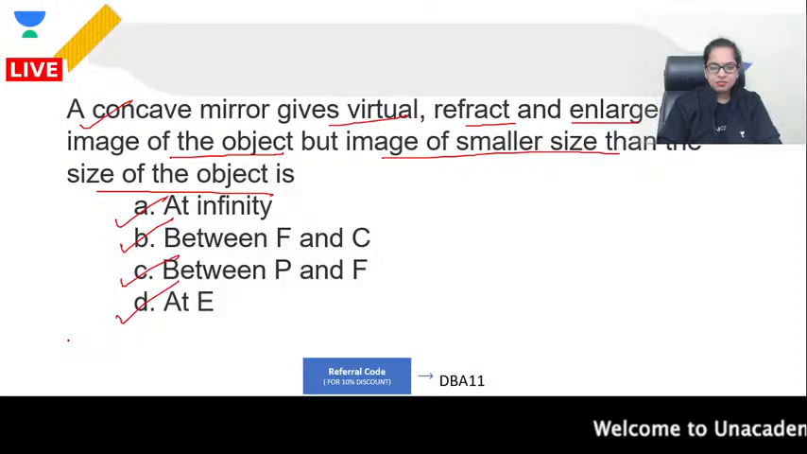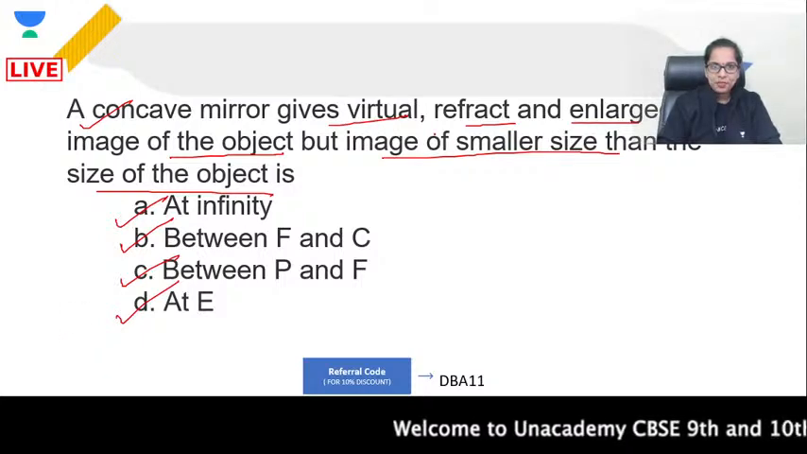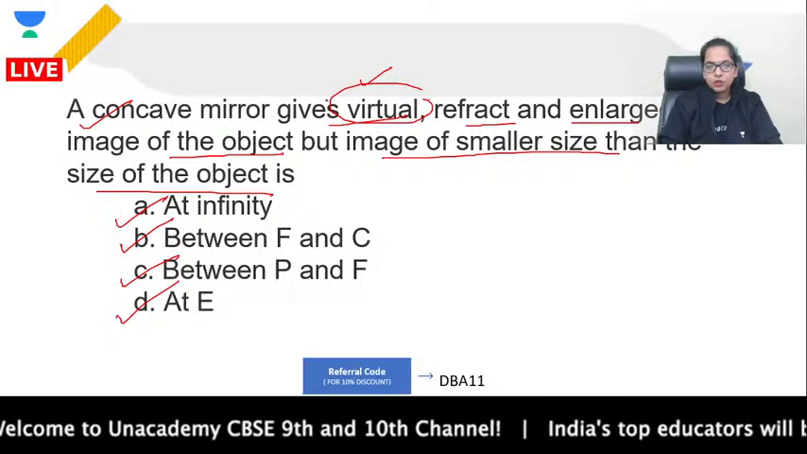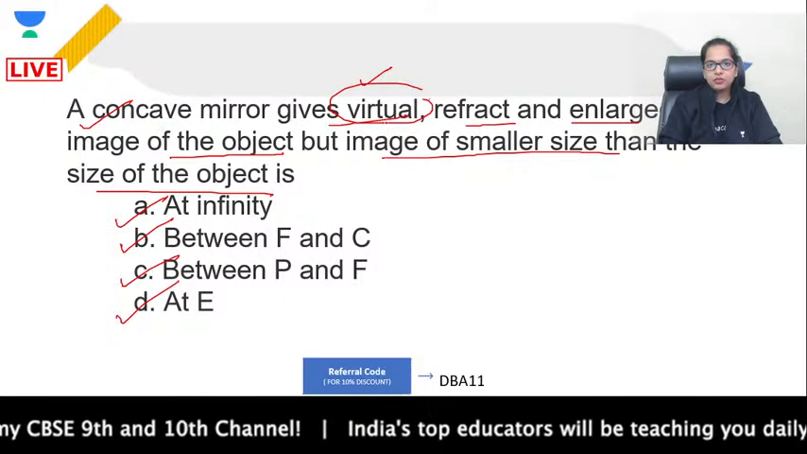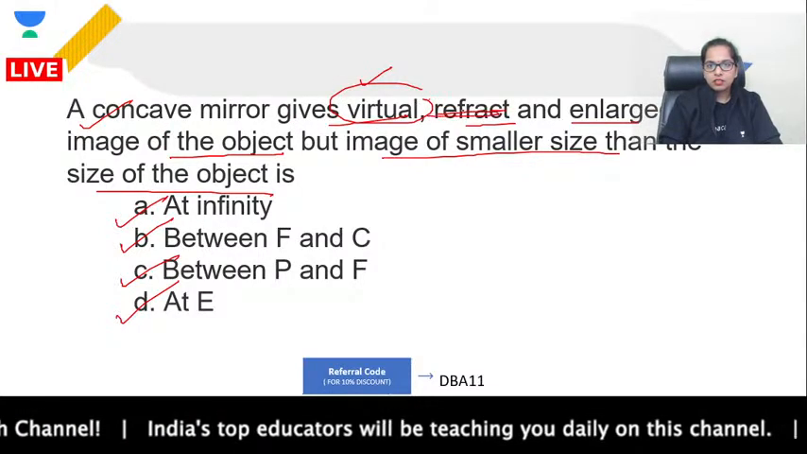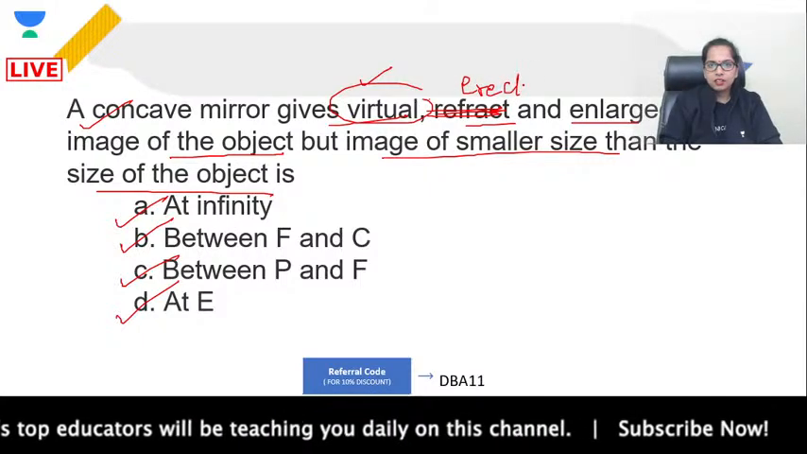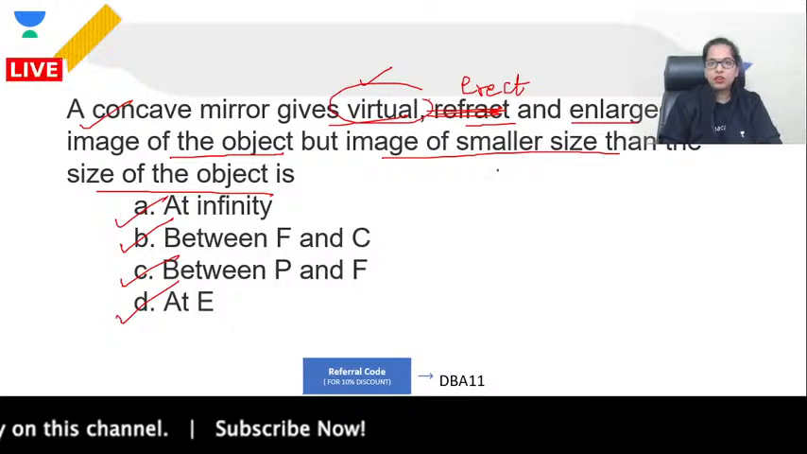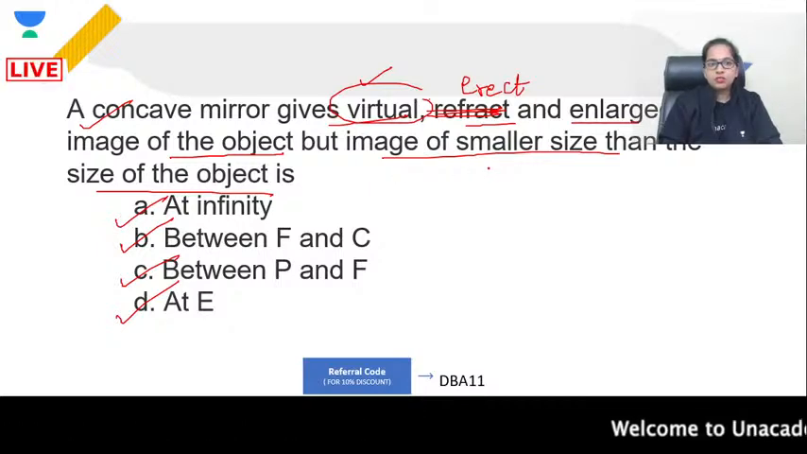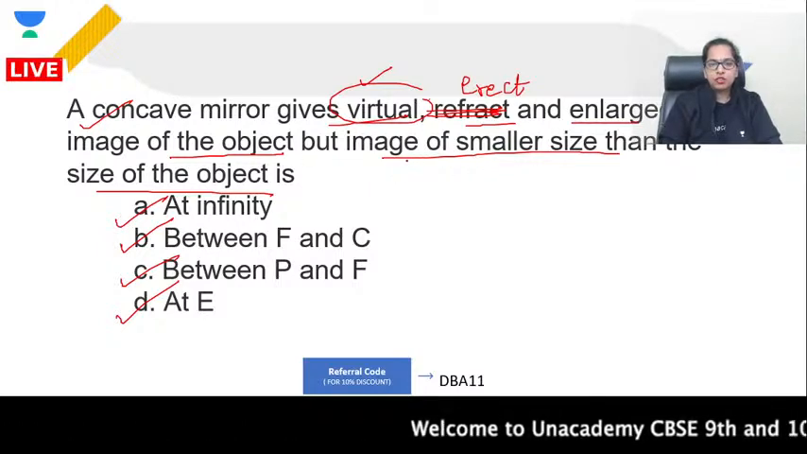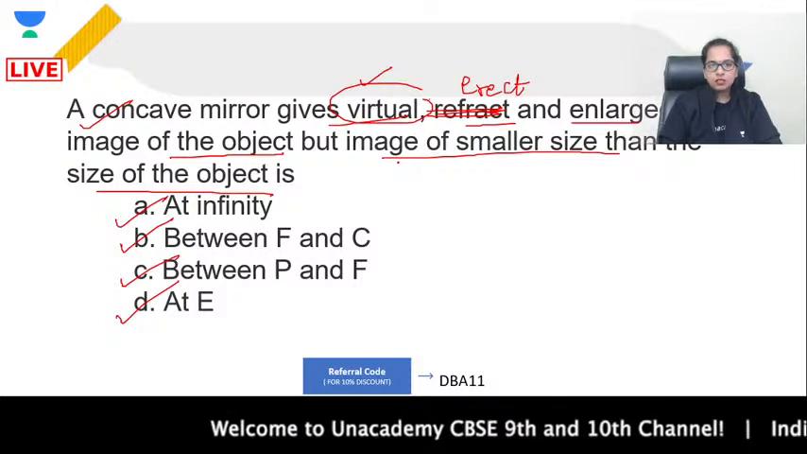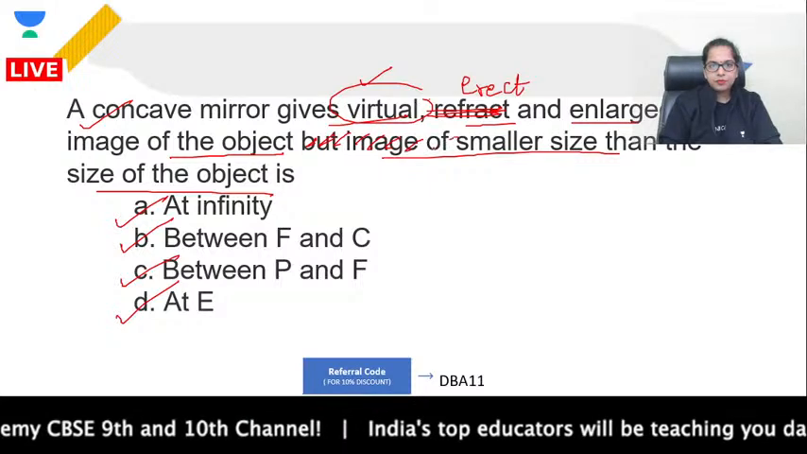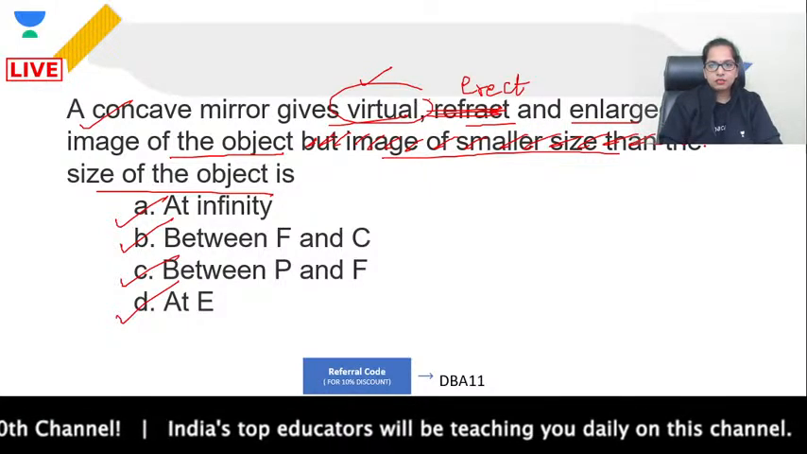No. It is making a virtual image. Where will the virtual image form? The question is not clear. The concave mirror produces virtual, sorry, it is written wrongly, it should be erect, virtual erect and enlarged image of the object. Okay, the question is confusing. Remove these lines. Now answer.